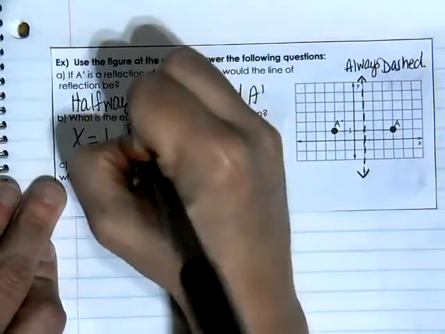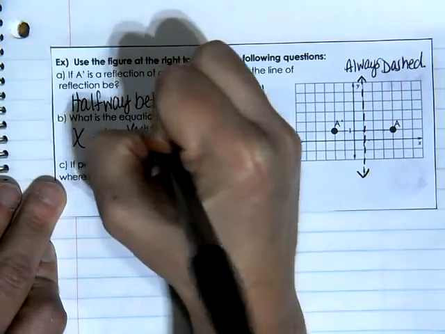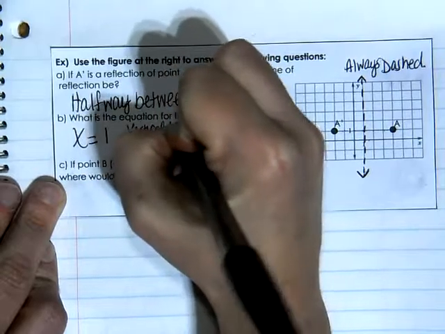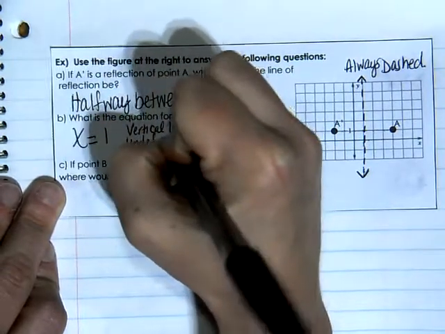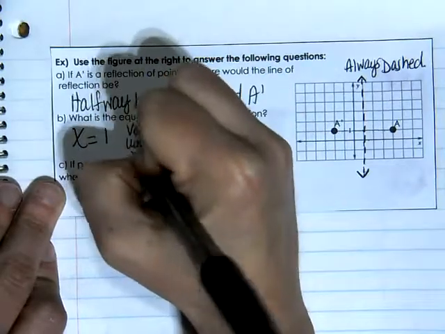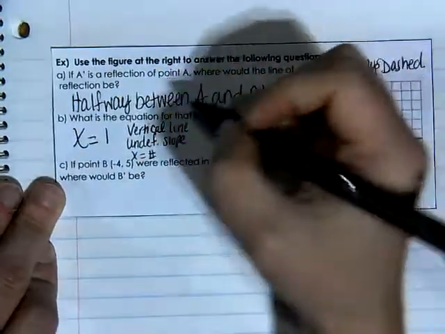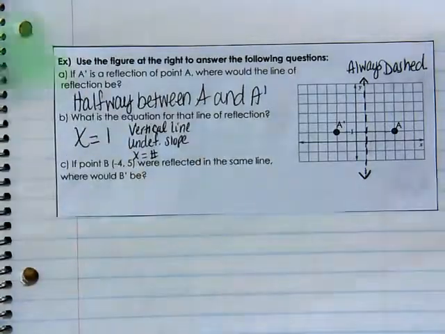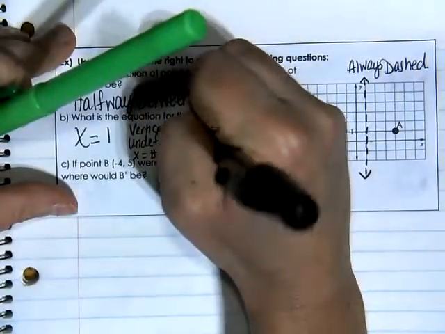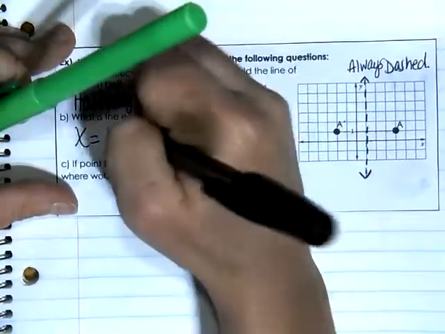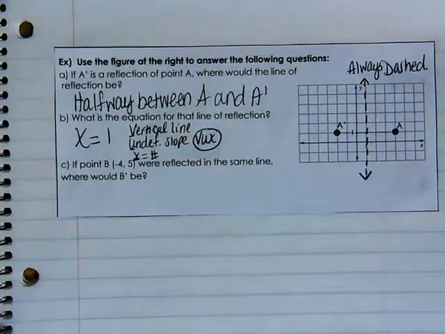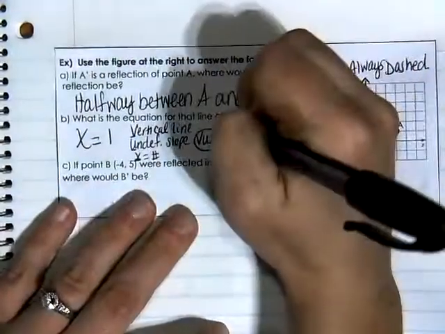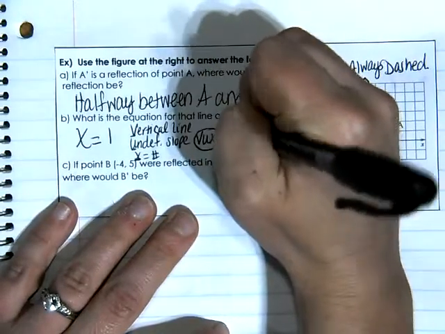And that's because this is a vertical line with undefined slope. And x equals a number has to come with that. There is your VUX, VUX. Vertical line, undefined slope, x equals a number. Remember that horizontal was horizontal line.